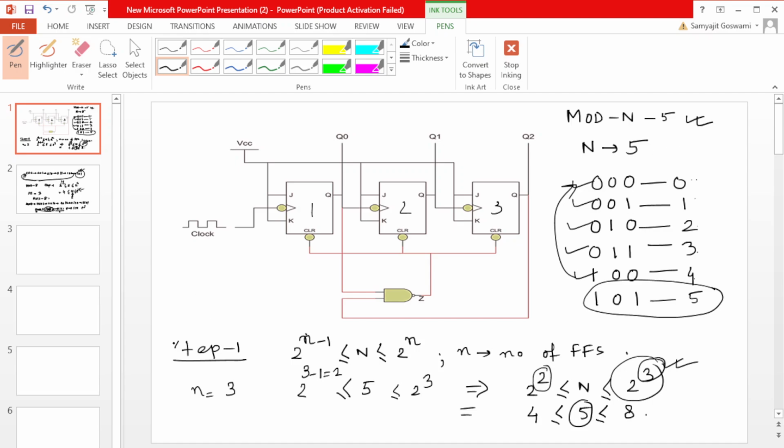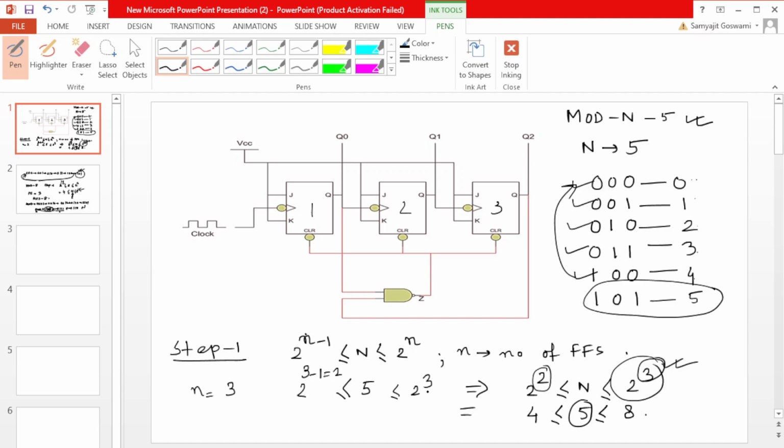So the first step for this purpose is how many flip-flops we basically need to design the mod 5 counter or any mod counter. So what is the equation? 2 to the power n minus 1 is less than N, which is less than or equal to 2 to the power n. Small n is the number of flip-flops, and capital N is the mod number.